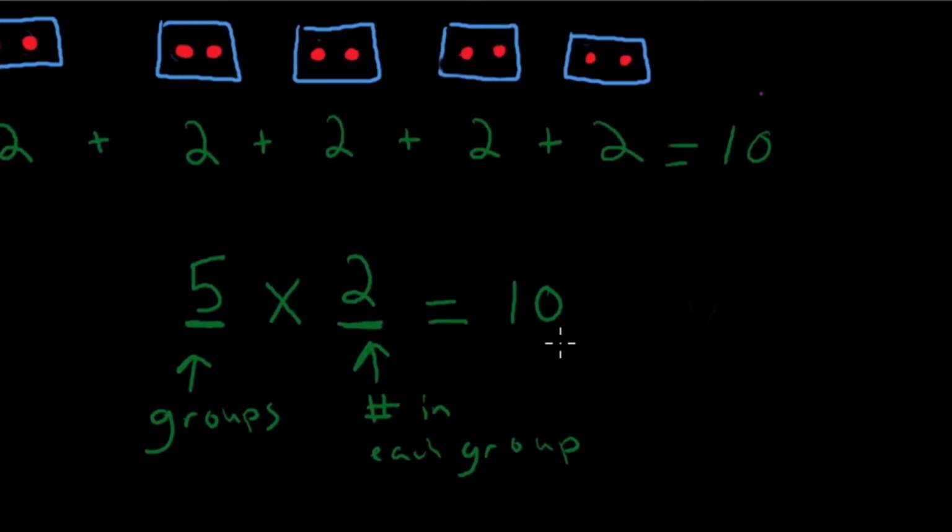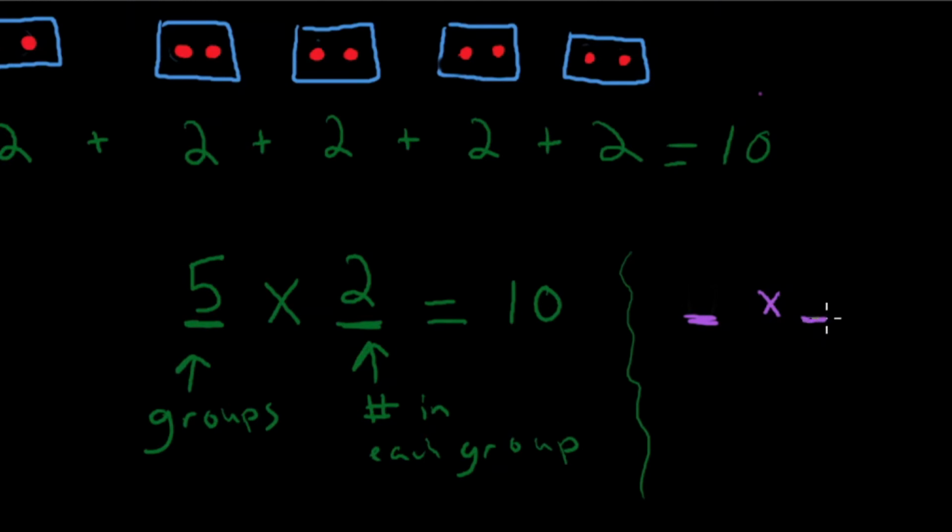So I'm going to move over a little bit. We can also write this the other way. The cool thing about multiplication, and we'll talk about this later on, is that with multiplication, you can flip-flop the numbers and it's still going to get you the same answer. If you have 2 times 5, you are still going to get the answer of 10. Either way you multiply 5 times 2 or 2 times 5, you're going to get the same answer of 10.